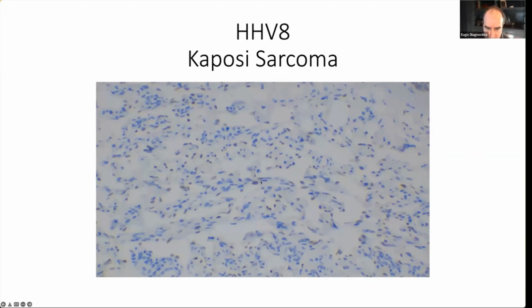See these nuclei staining right here? Not all stains are like in your face positive. They can be very subtle and they have different characteristics to them, but this is characteristically what a positive HHV8 looks like. So you can see the endothelial cells are positive. So that is Kaposi sarcoma or Kaposi's sarcoma, depending on how you say that.